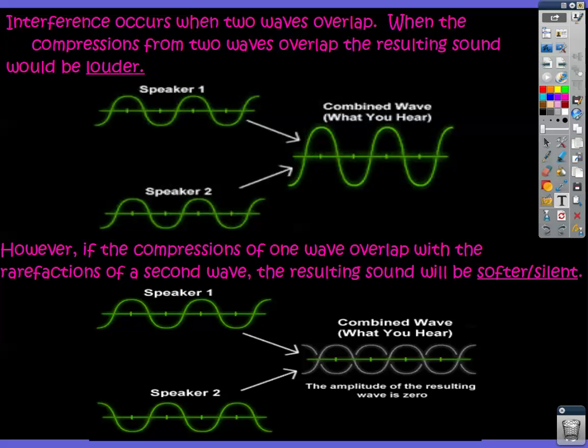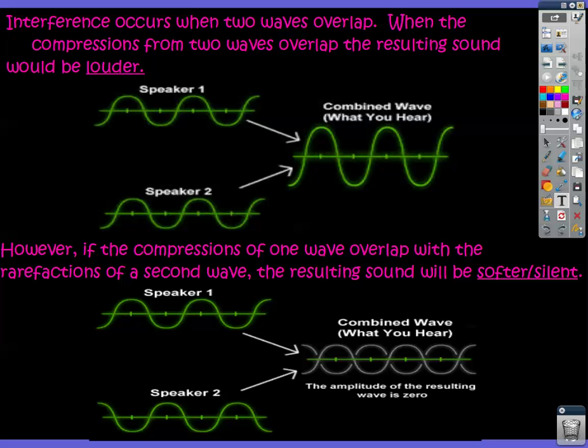On the other hand, if you have the same frequencies, but they're at slightly different times, you're going to have destructive interference, where this wave's crest overlaps with this wave's trough, and this wave's trough overlaps with this wave's crest.